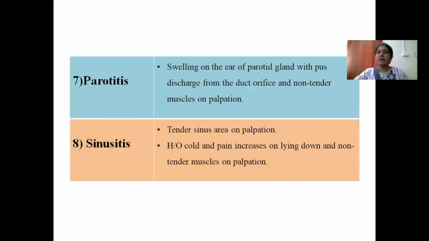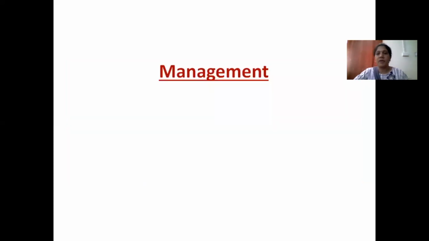Then parotitis. As the name suggests, the parotid gland will be involved. The common reason is bacterial infection, and so you can see pus discharge from the ductal orifice. Then sinusitis, where the sinus will be tender on palpation. This patient will give you a history of cold, or pain which will increase in the lying down position, and the muscles of mastication will again be normal.